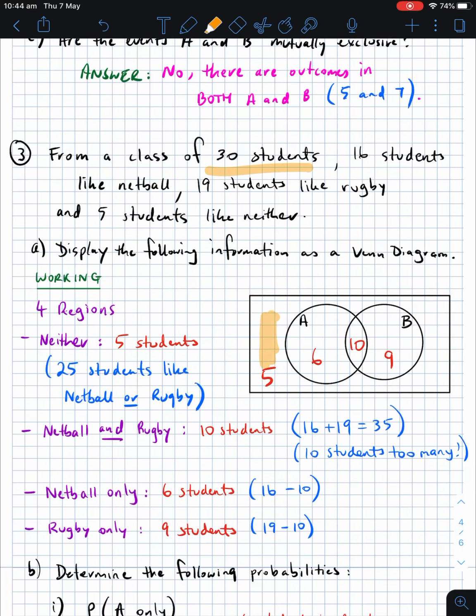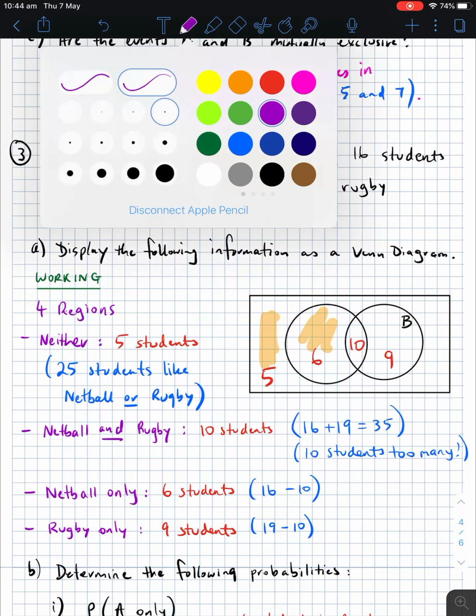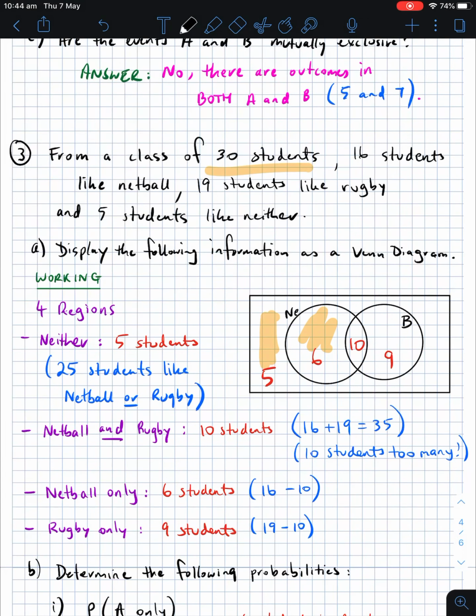This section, remember, is if they like neither. This section is if they like, sorry, I'm going to change that A. That A is going to represent netball. So I'll write that in. It's really important to label these circles. Netball. And this one here is going to be rugby.